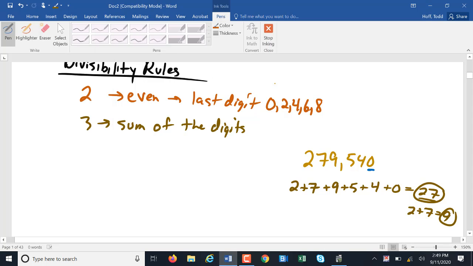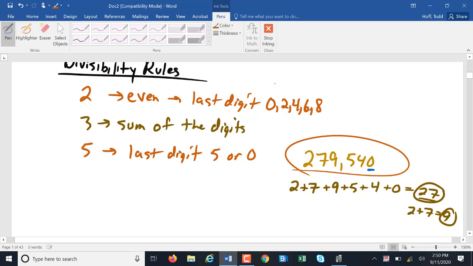For 4, it's not a big deal. There is a rule for 4, but it requires you to memorize all the multiples of 4 from 0 to 100, so it's really not worth it. Besides, if you divide by 2 twice, you've divided by 4. For 5, anybody know how to tell quickly? Last digit is 5 or 0. So is this number divisible by 5? Yes, it is.